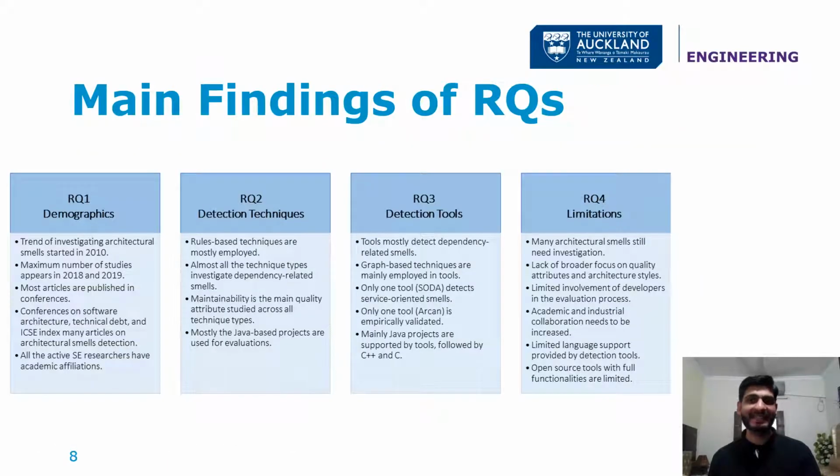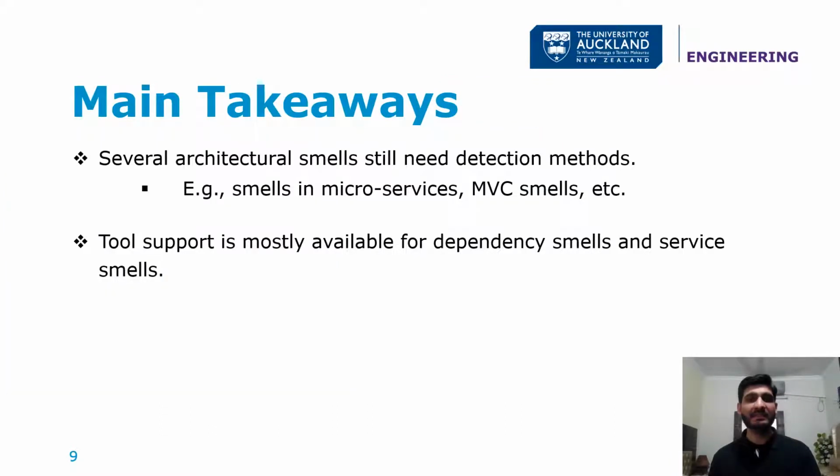As you can see in this slide, we reported various findings from our mapping study, but due to time limitations, I'm only presenting a few key findings in this presentation. So the first main takeaway is that we found many architecture smells still do not have detection methods, for example, microservice and MVC smells.